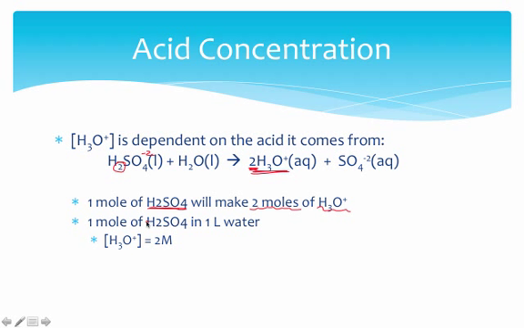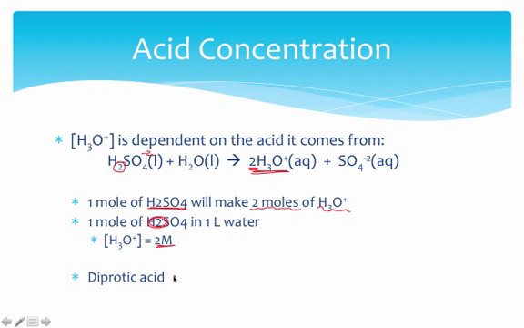As a result, 1 mole of H2SO4 in 1 liter of water, just like we had before, is now going to create a 2 molar solution of hydronium ion concentration. We get twice as many, and again, it has to do with the fact that this acid has 2 hydrogens in it, whereas the HCl only had 1. We actually have a word to describe these.